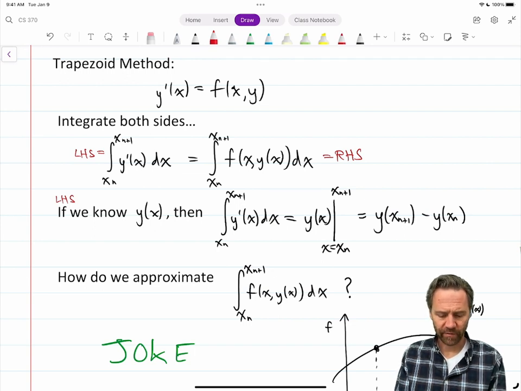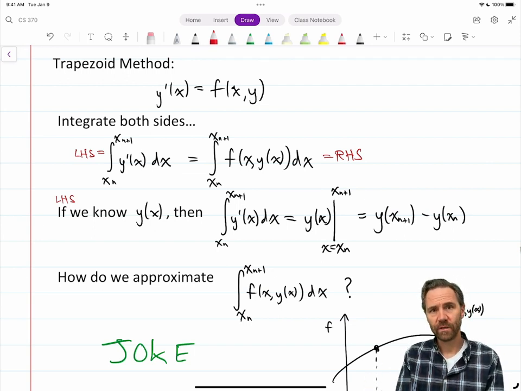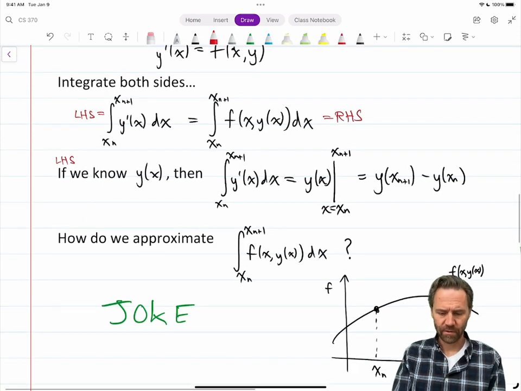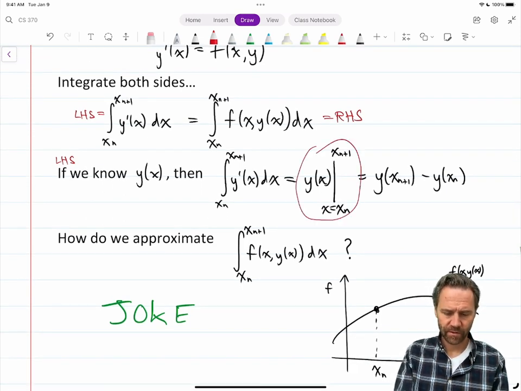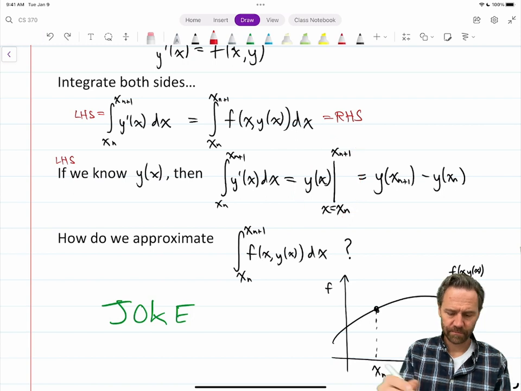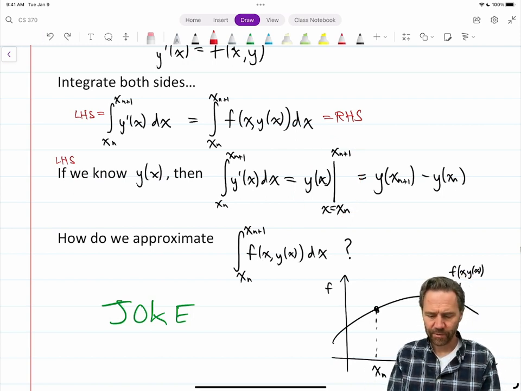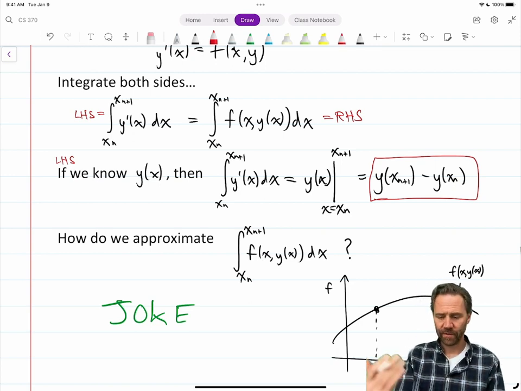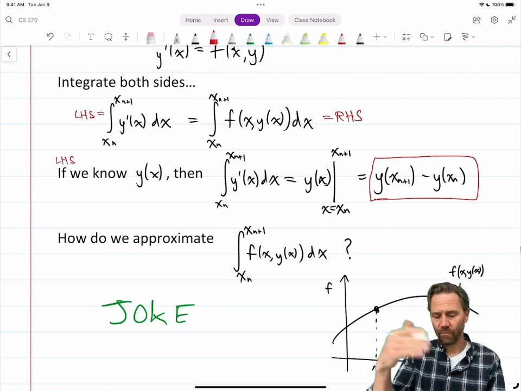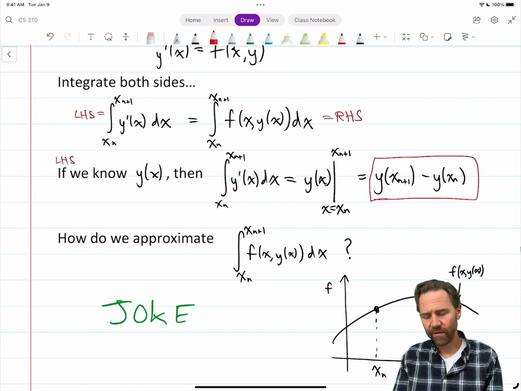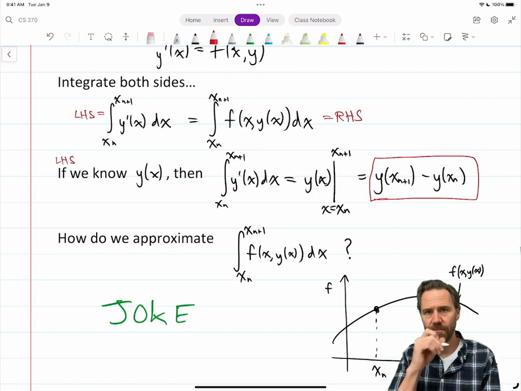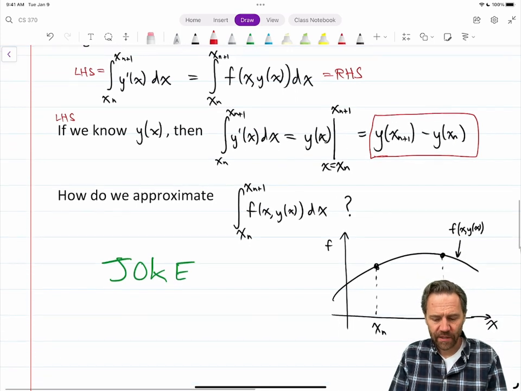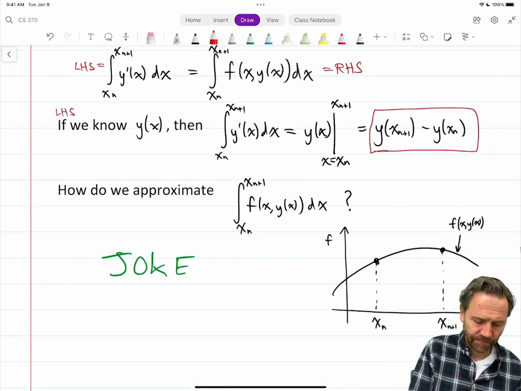If we know the antiderivative, we can use the fundamental theorem of calculus to write out the integral like that. And so we get this thing over here. It's y evaluated at the endpoint minus y evaluated at the beginning. Okay, that's the left-hand side. Now let's look at the right-hand side.